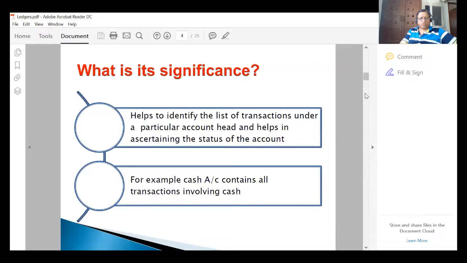For example, all cash transactions are recorded in the cash book. Cash book is a subsidiary book, a type of ledger. All purchase transactions are recorded in the purchase ledger, or sales transactions are recorded in the sales ledger.